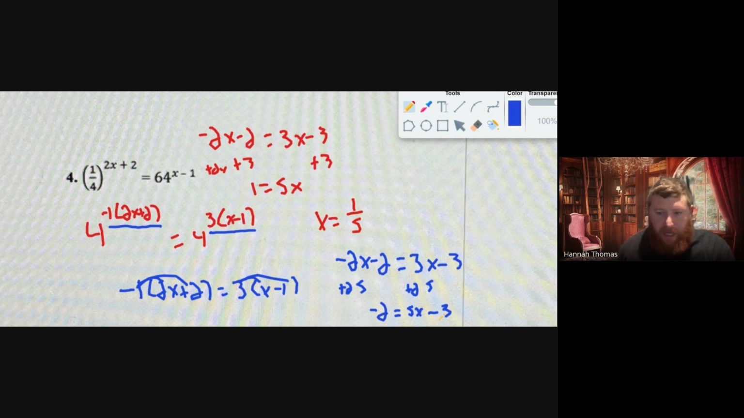And now what I'm going to do is add 3 to both sides. So plus 3, plus 3. Negative 2 plus 3 is positive 1. So I end up with 1 equals 5x. And then to get x by itself, divide both sides by 5. 1/5 equals x.